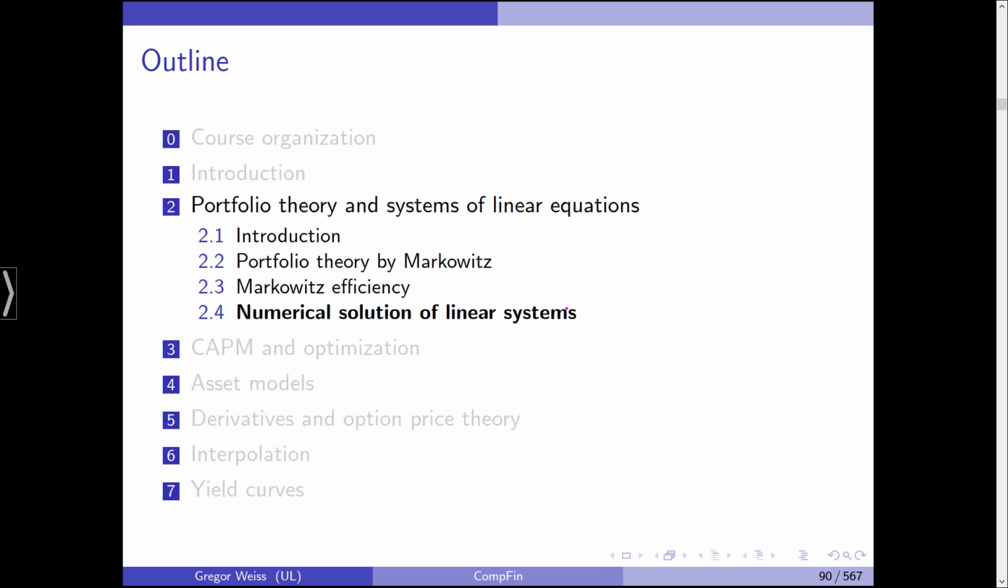So next, we'll start with our first real topic in numerical analysis, and we'll start with the numerical solution of linear systems, but this is done in the next video.